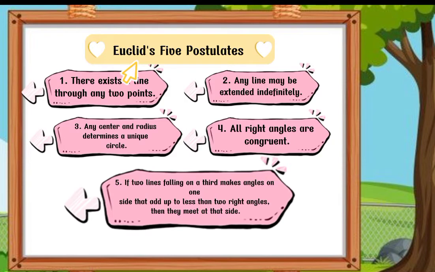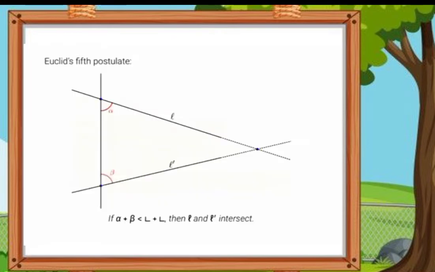And finally, there is this controversial 5th axiom that sounds a little more complicated. So let me just show you a picture instead of reading it. In this configuration, we're talking about 2 lines, l and l prime, and they fall on a 3rd line, here making angles alpha and beta. And the 5th postulate says that if these angles are less than right angles, as in this picture, then these 2 lines l and l prime must intersect.